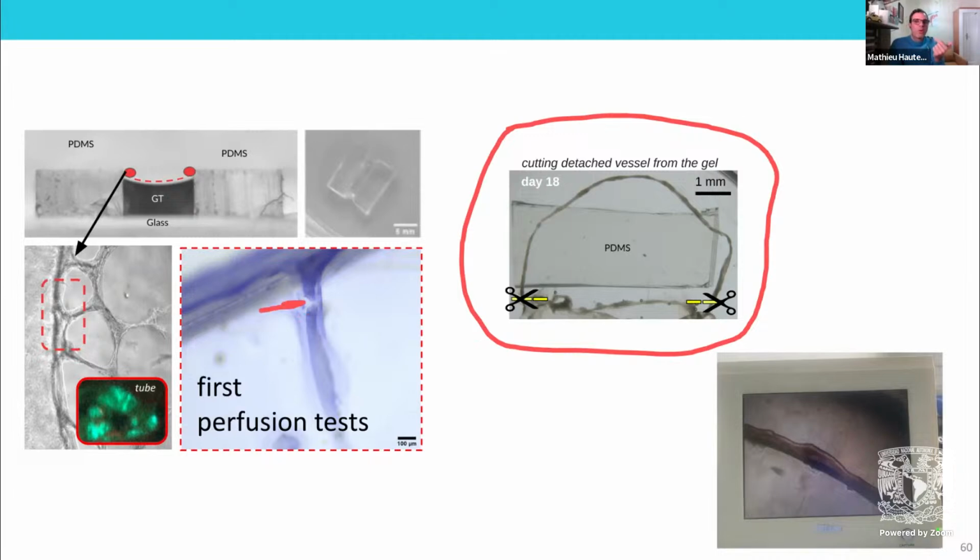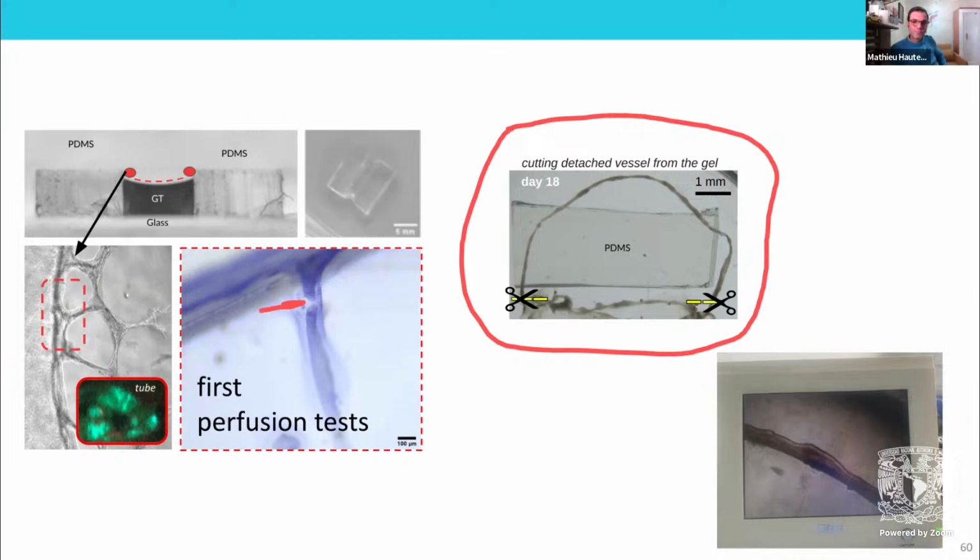So now we are trying to anastomose these vessels with the capillary beds that Bruna is building to see if we can connect and perfuse them in a different way. But to detach them and analyze with PCR or a lot of different tools, yes, we are able to do it.